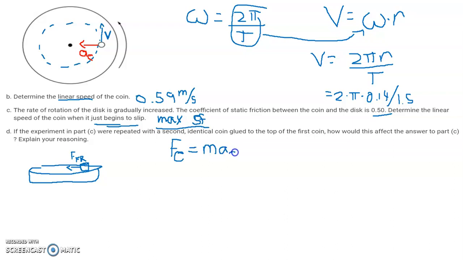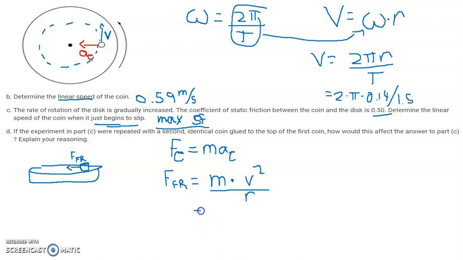which is centripetal force equals mass times centripetal acceleration. What did we say the centripetal force was? It's the force of friction, and since it points towards the center of the circle, it's positive. And we're going to do mass times centripetal acceleration, which you can find on the equation sheet, equal to v squared divided by the radius.